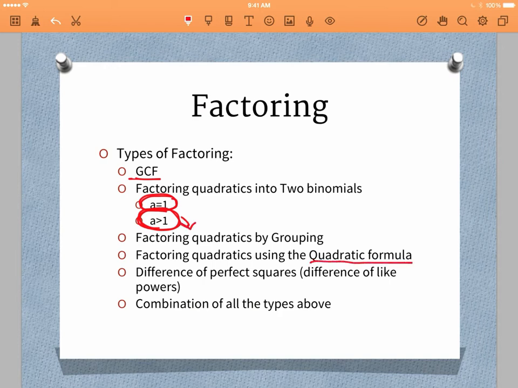And then we'll look at using the quadratic formula. Look at the difference of perfect squares and the combinations of all types above. So we'll look at a few examples for you to see. Again, just like in the previous one, if you're comfortable with the examples, you can move along and just check your answers at the end.